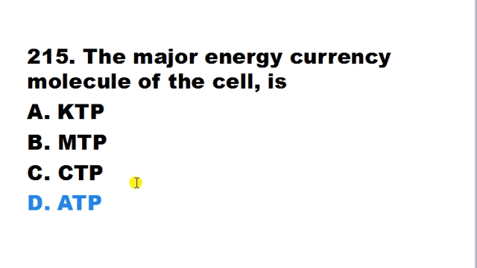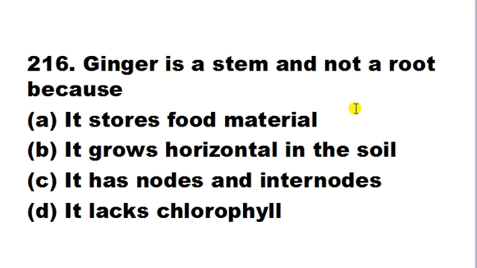Ginger is a stem and not a root because: A. it is stored food material, B. it grows horizontally in the soil, C. it has nodes and internodes, D. it lacks chlorophyll. The correct answer is C. That means ginger is a stem and not a root because it has nodes and internodes.